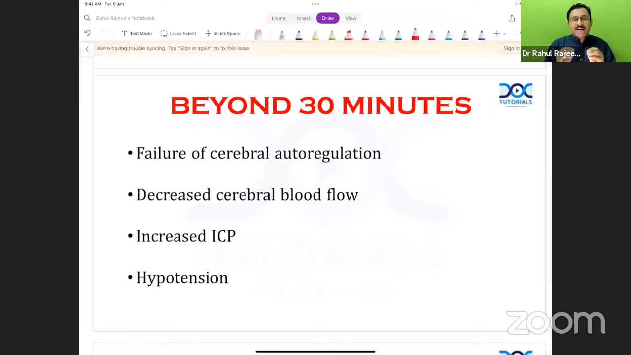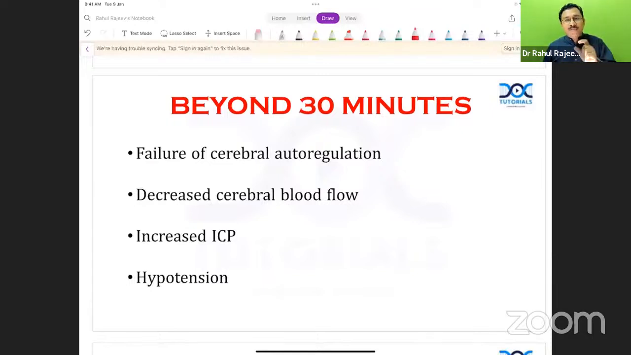I've got to initiate treatment for status epilepticus. But initially, when there is a status, there are certain compensatory mechanisms in the body which will increase the blood pressure and increase the cerebral blood flow. So the compensatory mechanisms will be active in the initial phases of status epilepticus.